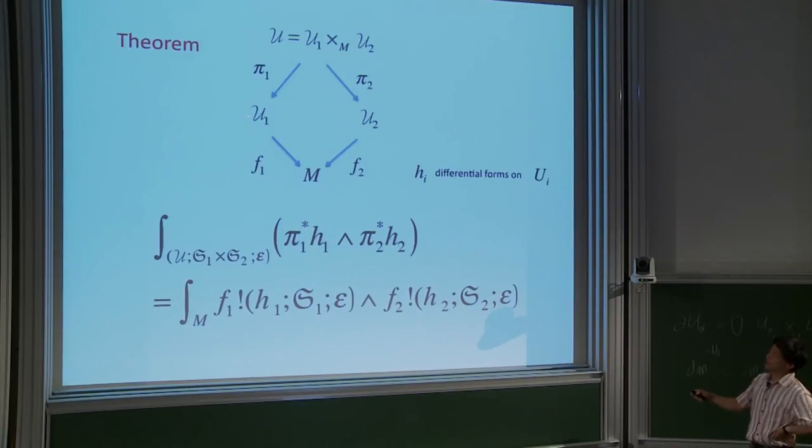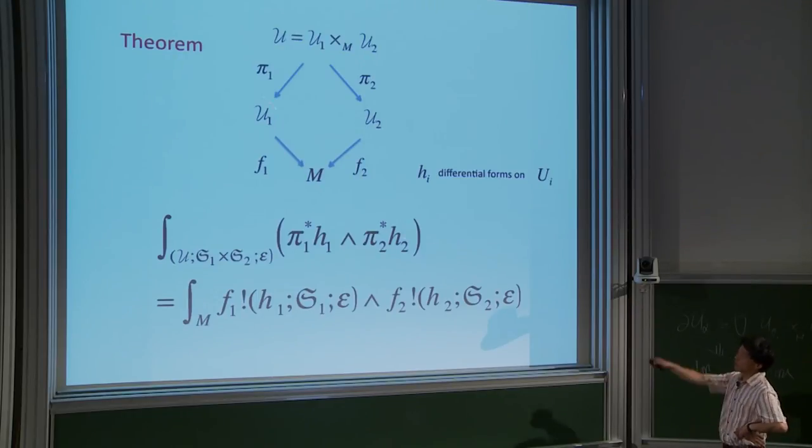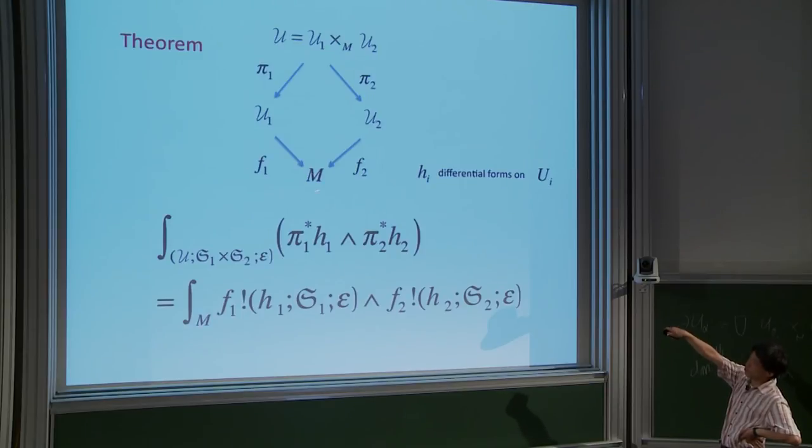Suppose you have this H1, differential form on U1, and H2, differential form on U2. Then you do the following two things. And also you have this S1 and S2 on U1 and U2. So the first thing is that you push out differential forms using this data.